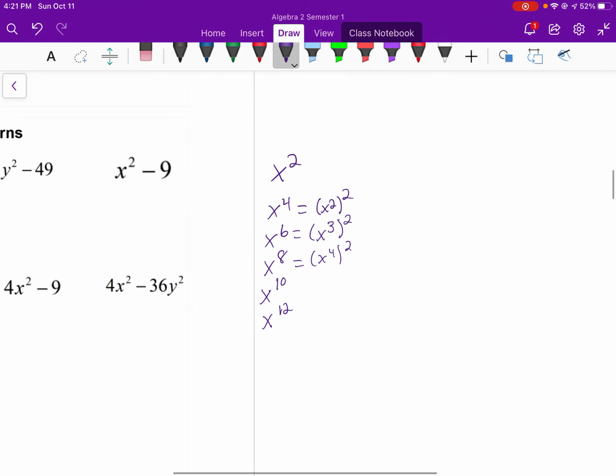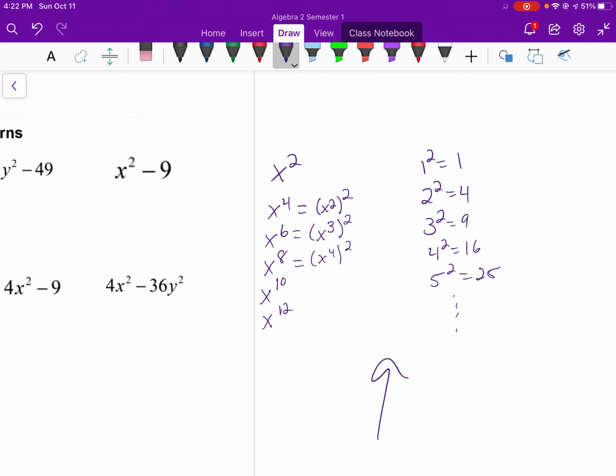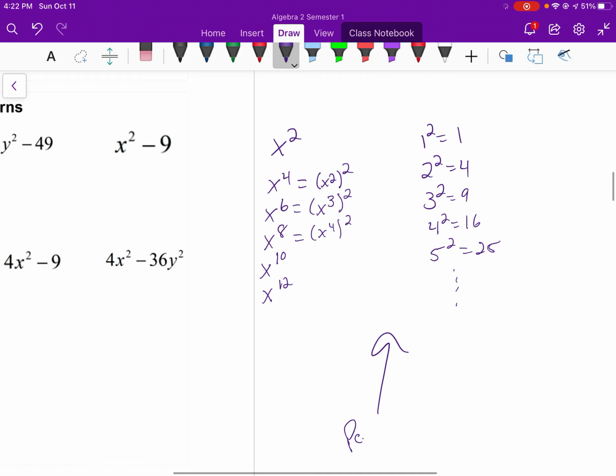Now, when we're looking at just numbers, like 1 squared is 1, 2 squared is 4, 3 squared is 9, 4 squared is 16, 5 squared is 25, and I can go on forever and ever with those perfect squares. We're looking for those specific types of things when we're looking for the special cases. So again, we're looking for the greatest common factor, and then we're looking for these special cases. So we are looking for these perfect squares.